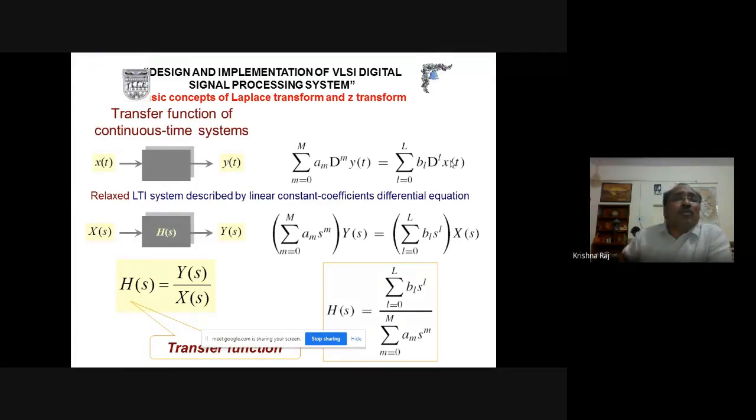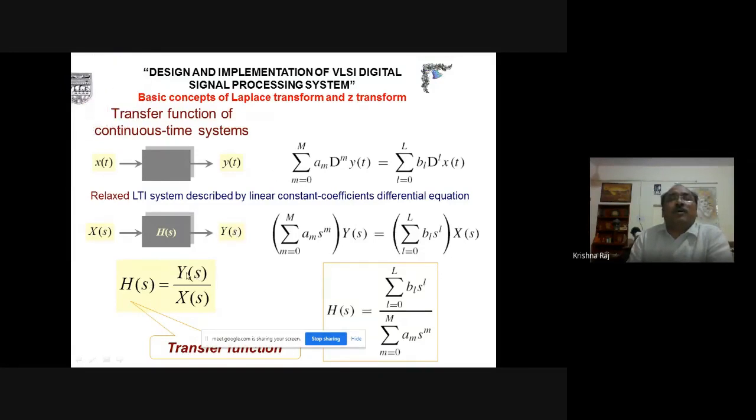Now suppose we are interested in analyzing the system in the time domain as well as in the frequency domain. Then we apply the Laplace transform, and the input will be converted into X(s), the output into Y(s), and naturally whatever the transfer function is will be converted in this form.